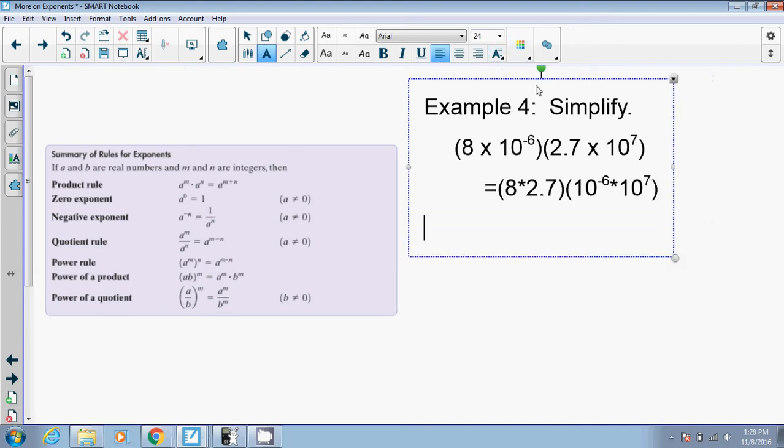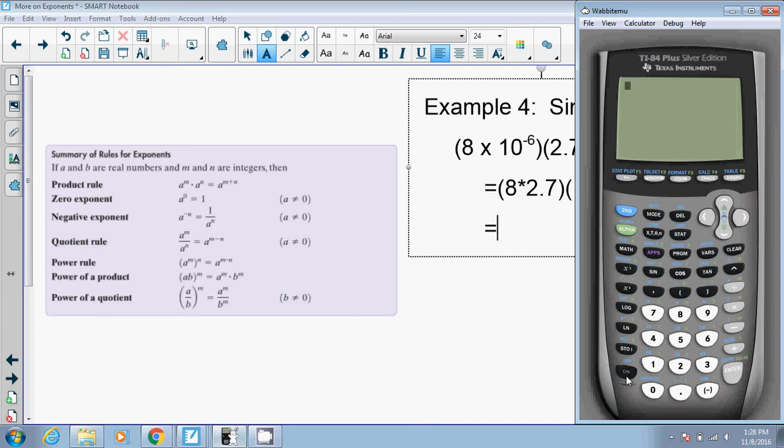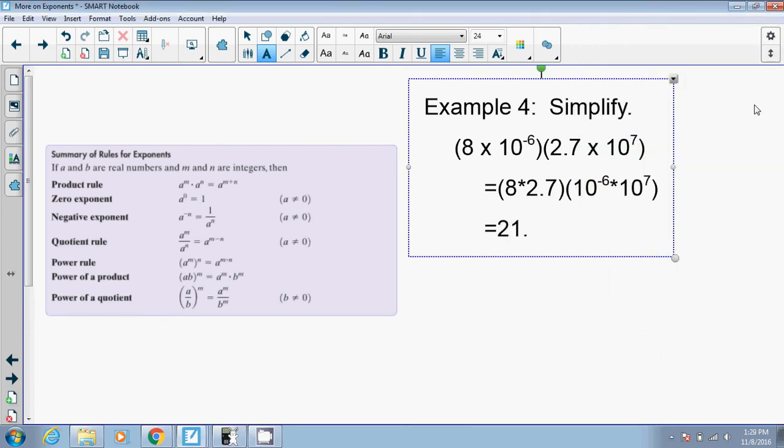Again, all we're going to do here is multiply them out. So 8 times 2.7 gives me 21.6. And I know I'm multiplying that, so I'm going to put the little x for multiplication. You can put the star for multiplication, it doesn't matter. It's all the same notation. And then I know I'm going to have 10 to the negative 6 times 10 to the 7th.